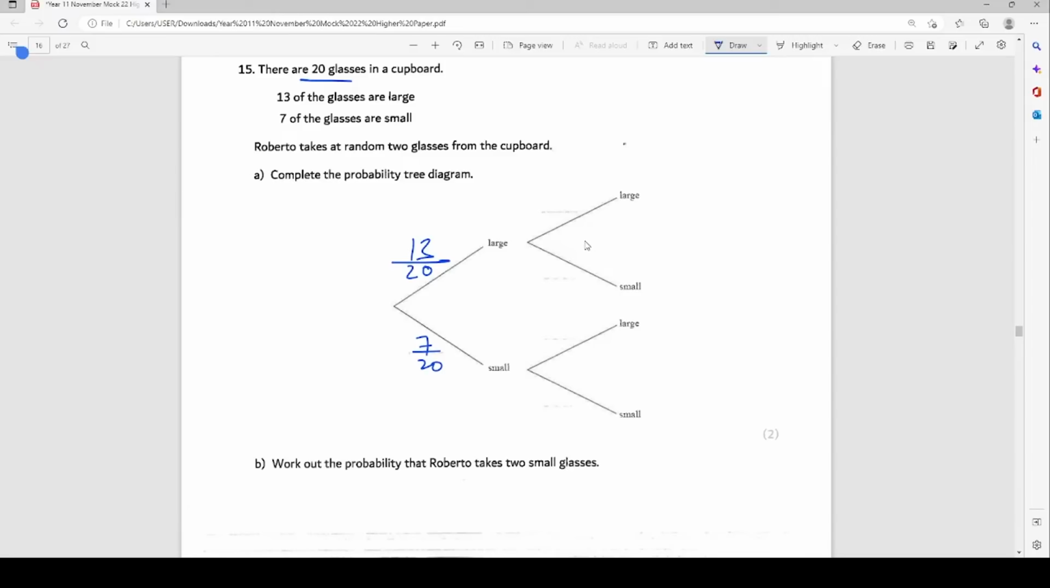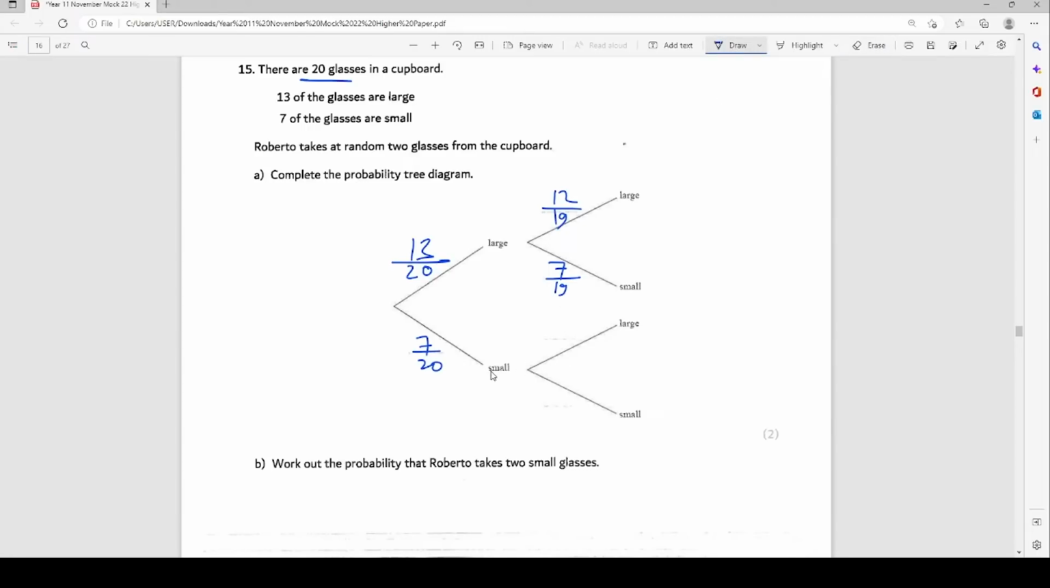Now, if the first glass is large, how many large glasses would he be left with? It would be 12 over 20. It is like without replacement. Think about it, he's taking 2 glasses and seeing them, so your probability is changing. If the first glass is large, the number of small glasses has not changed yet, but the total number has changed. So here I should be writing 19. Sorry about that, it should be 19.